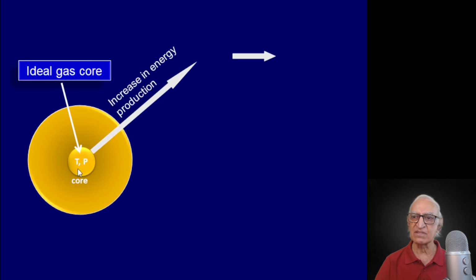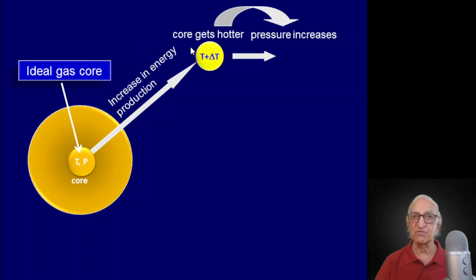I have a star with a core at a temperature T and a pressure P, which is given by Boyle's law. And for some reason, I increase the energy production in the core. This will result in the core heating up to a temperature T plus delta T. Now, because the gas in the core obeys Boyle's law, if I increase the temperature, then the pressure of the gas will increase. It has to increase because the pressure is nKT. Therefore, when T becomes T plus delta T, the pressure will become P plus delta P.